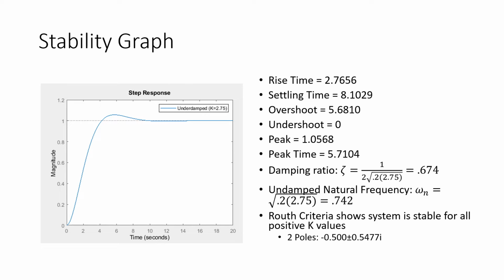Like I said, the Routh criterion shows this system is stable for all the positive K values. So we were able to find the poles. There are 2 poles in this system at negative 0.5 plus or minus 0.5477 i. So there's one at plus and there's one at minus.